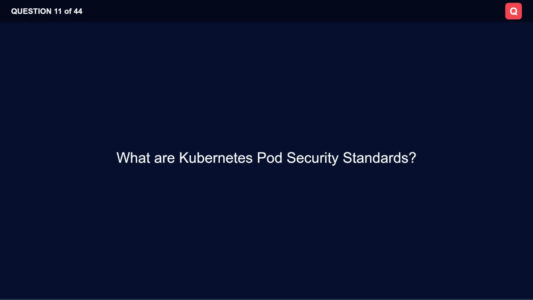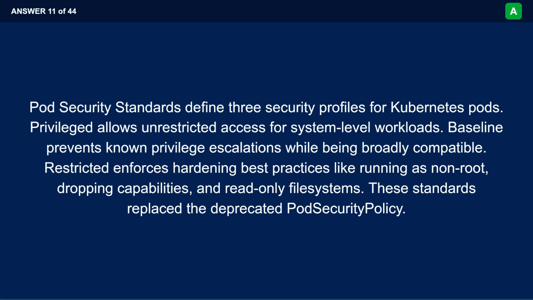What are Kubernetes pod security standards? Pod security standards define 3 security profiles for Kubernetes pods. Privileged allows unrestricted access for system-level workloads. Baseline prevents known privilege escalations while being broadly compatible. Restricted enforces hardening best practices like running as non-root, dropping capabilities, and read-only file systems. These standards replaced the deprecated pod security policy.